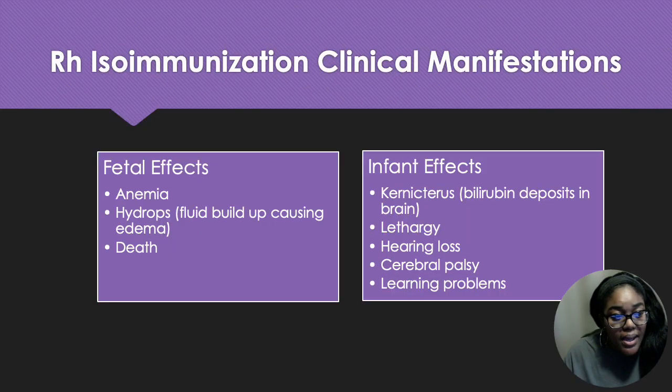As far as your clinical manifestations, as far as your fetal, you'll see anemia. You may see some fluid buildup or edema in the fetus, or you may even see death. And as far as infants, once they are born, you may see some bilirubin deposits in the brain. This is called kernicterus. You may see lethargy, hearing loss, cerebral palsy, and learning problems. So again, fetal effects would be in utero or in the womb, whereas infant effects you'll see presented after the fetus is born. And again, this is after the fact.